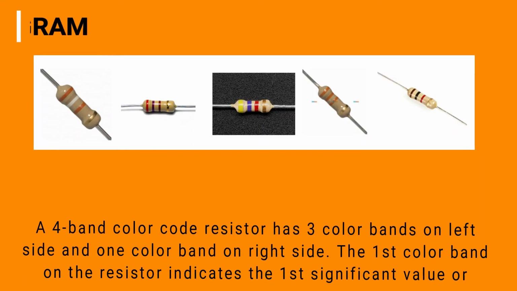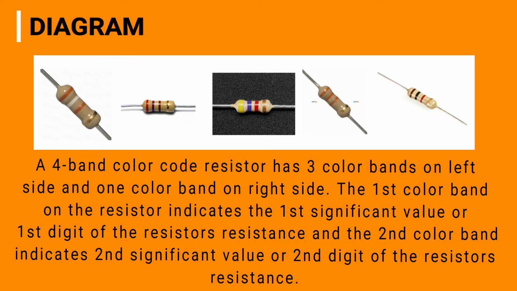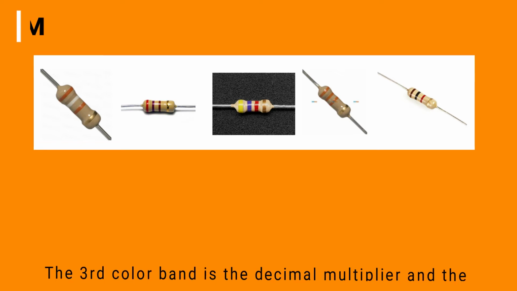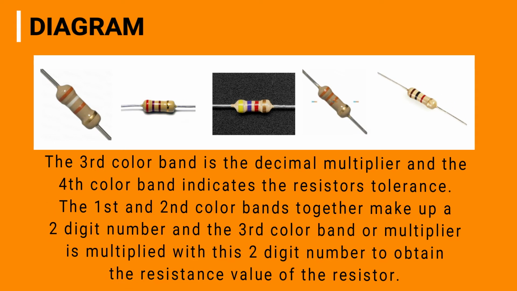A 4-band color code resistor has 3 color bands on the left side and 1 color band on the right side. The first color band indicates the first significant value, or the first digit, of the resistor's resistance. The second color band indicates the second significant value, or the second digit. The third color band is the decimal multiplier, and the fourth color band indicates the resistor's tolerance.